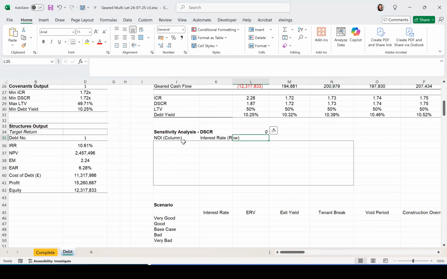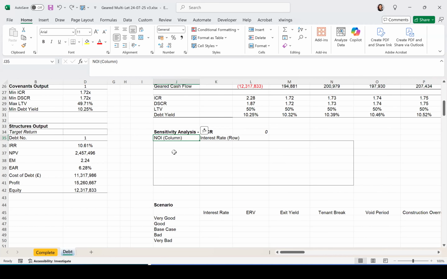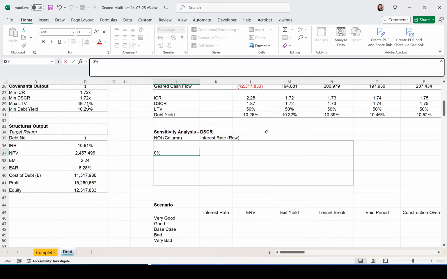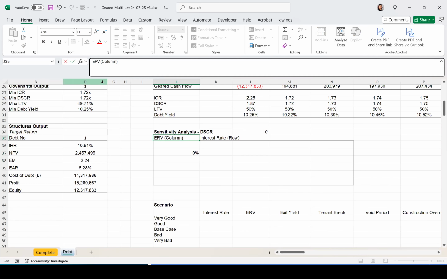Okay, so I'm going to create here with you what we call a data table. My data table is one with a two entry, so we're going to have NOI and the interest rate. NOI is going to be in columns, and the interest rate is going to be in rows. And then we're going to start here with my base case. What happens if my NOI actually is not the NOI that I want to test, it is my ERV.